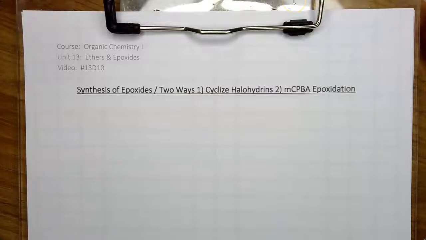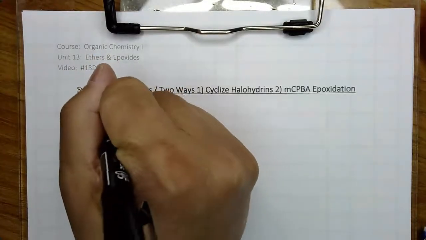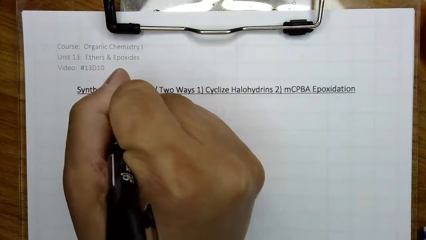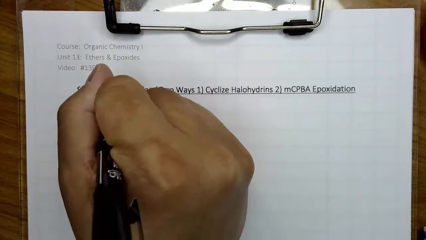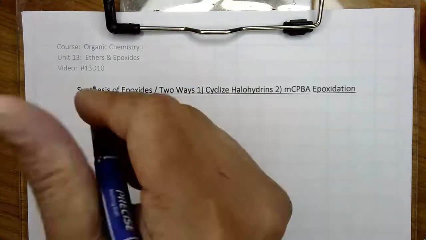Hello. At this point, you've learned how to make ethers, but in this video, we're going to learn how to make a very special cyclic ether called an epoxide. Now, epoxide is a general term for a three-membered ring that has oxygen as one of its members. So that's the simplest epoxide, and that is actually called oxirane.